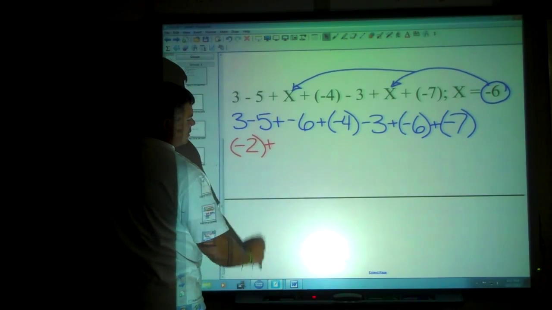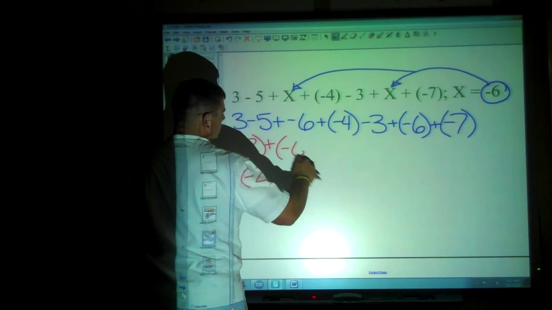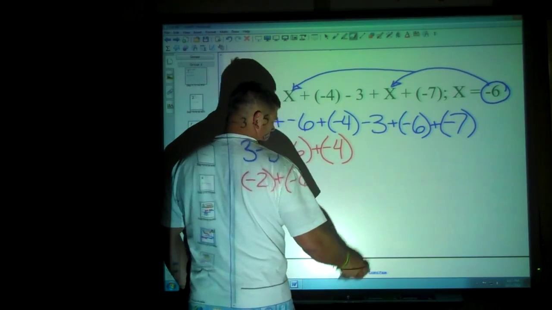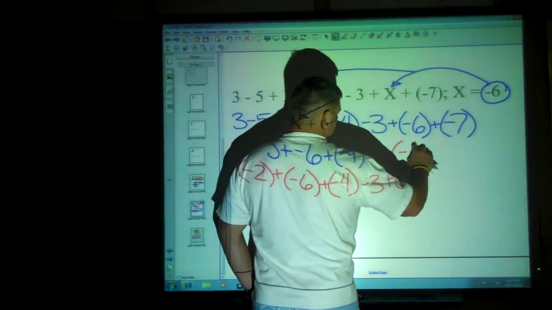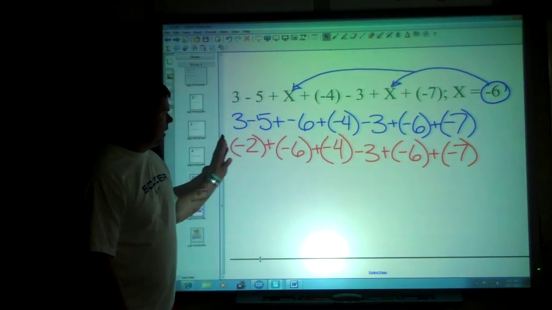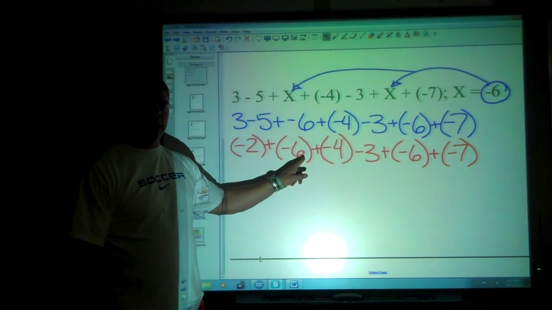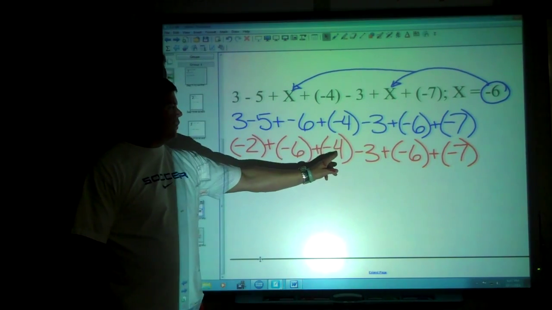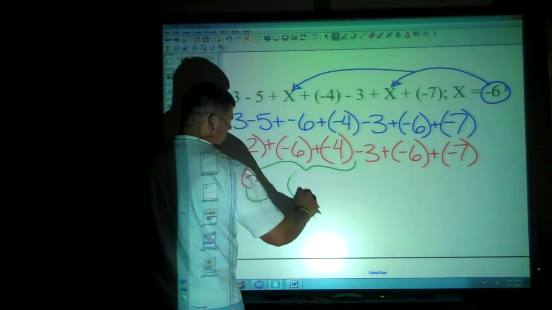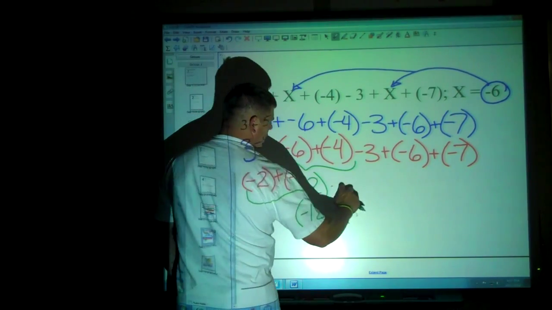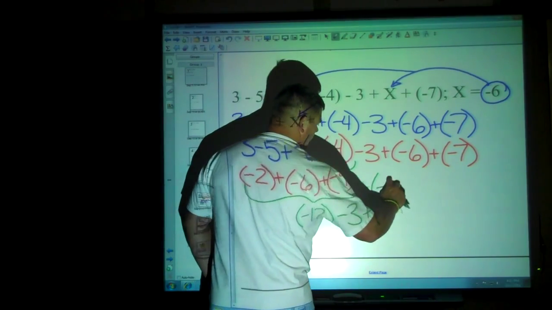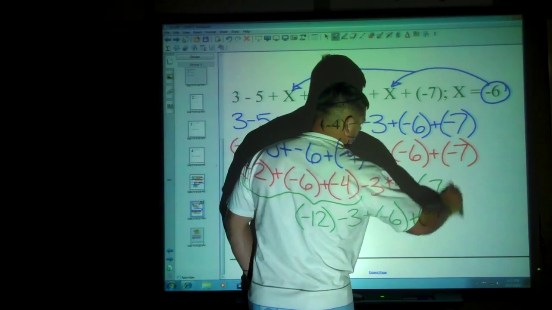plus negative 6 plus negative 4 minus 3 plus negative 6 plus negative 7. I got to keep going left to right. Now negatives plus negatives makes more negatives. So negative 2 plus negative 6 plus negative 4 would give me negative 12. So all of this is negative 12. Then I have a minus 3 plus negative 6. Man, this delay is terrible today. Negative 6 plus negative 7.